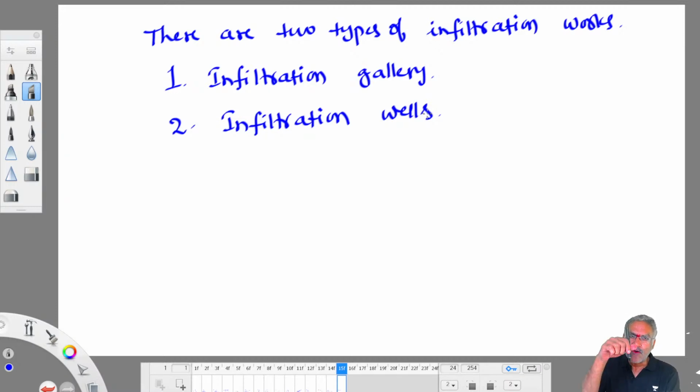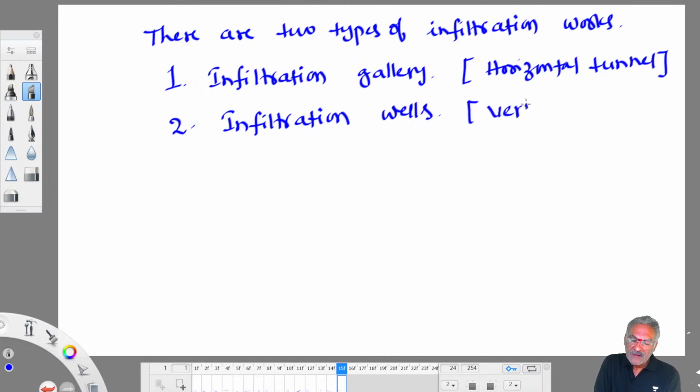Infiltration well is a vertical hole drilled at the bank of a river or bed of a river to tap seepage water. Both of them are used for the same purpose. Gallery is a horizontal tunnel dug at shallow depth. Well is a vertical hole made in the ground to tap seepage water.